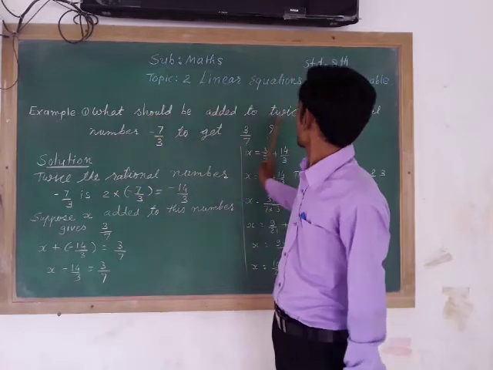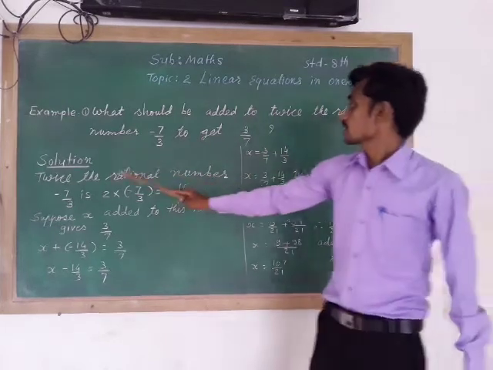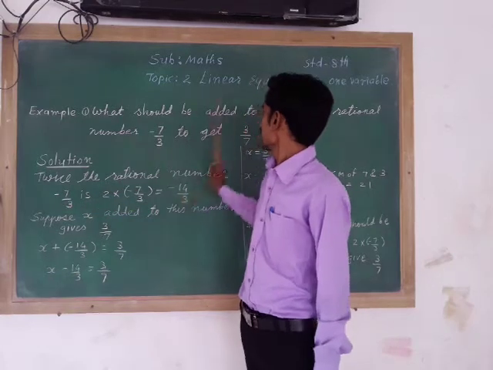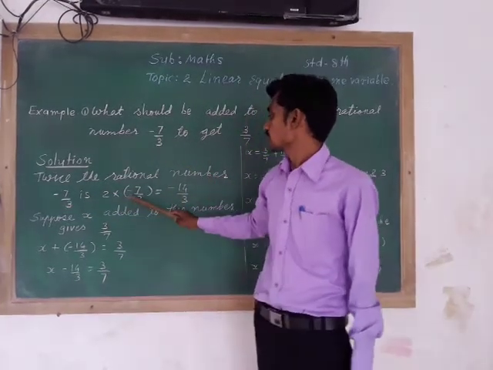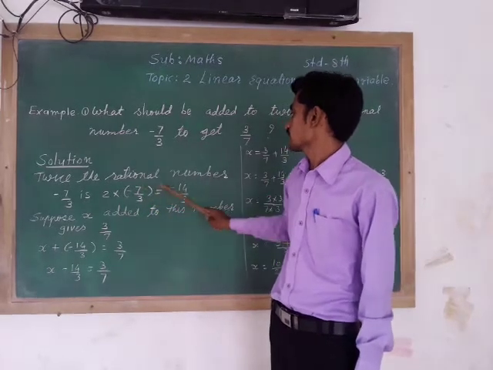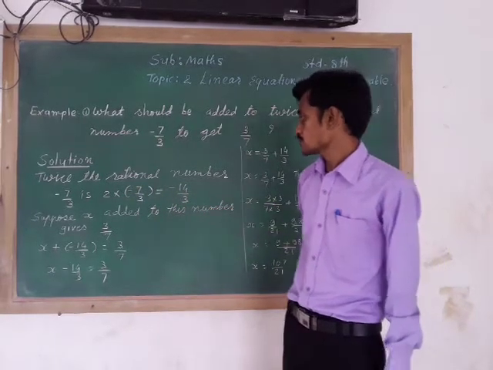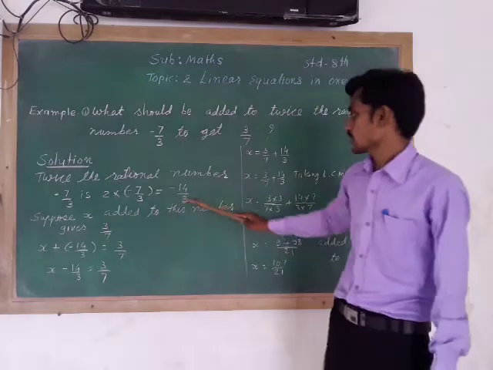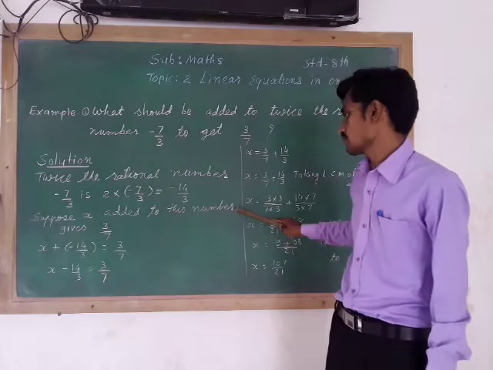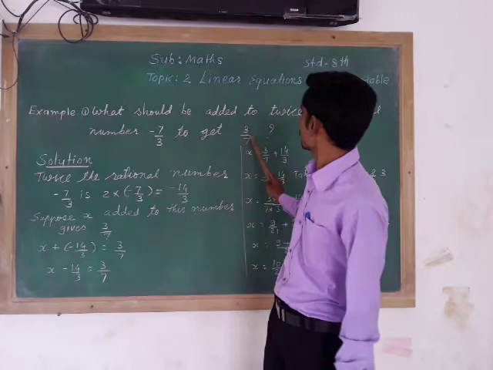What should be added to twice the rational number? What is the question? Twice the rational number means twice the rational number -7 by 3, which is multiplied by 2. 2 multiplied by -7 by 3. Okay, so 2 sevens are 14, minus, and so -14 by 3. Okay, suppose x is added to this number. Now we have to add x. So x plus -14 by 3 is equal to 3 by 7.